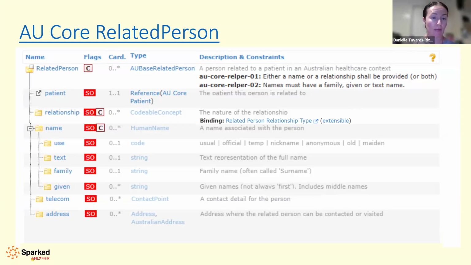And is it useful for our use cases where we have no idea of the relationship, as in they may be the employer of the patient, not familial, I guess?